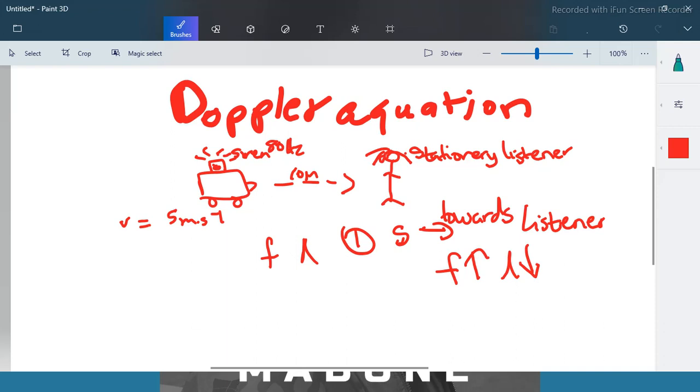Now, my point number 2: when the source is moving away from the listener, what is happening there?